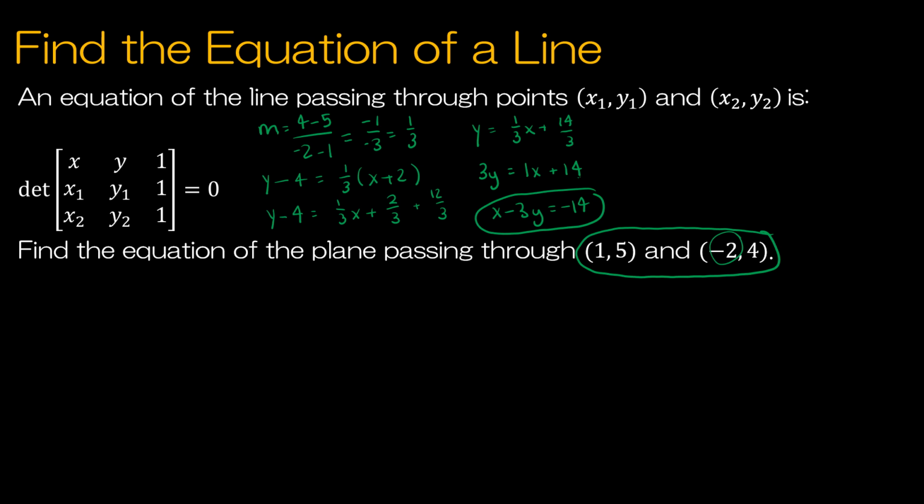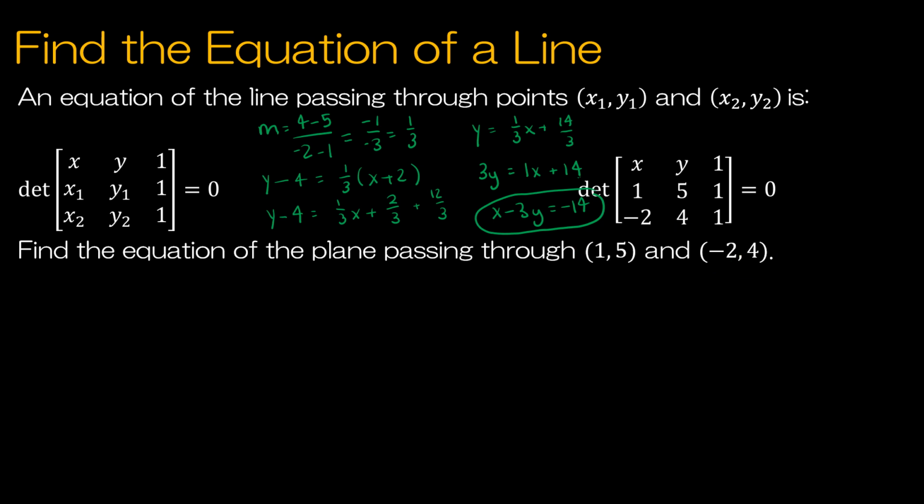Let's now take a look at doing this using determinants. So what I would do is I would write my matrix. I would replace x1, y1 with 1, 5, x2, y2 with -2, 4. And from here, I'm just going to do cofactor expansion, and I'm going to use always the first row. And the reason for that is if I'm using that first row, then I'm getting x. So keep in mind, this is -1 to the 1 plus 1, which is positive. That's why that one's positive. And then 5, 1, 4, 1.